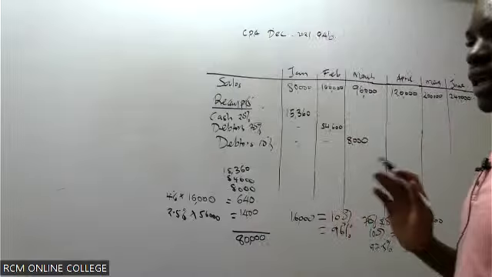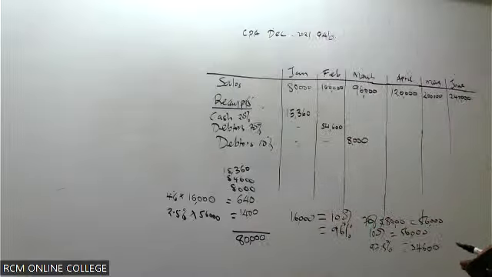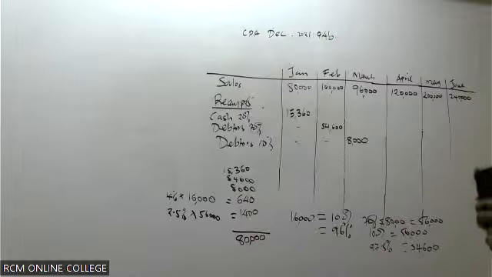Add everything. Are you getting 80,000? Are you getting 80,000? Are you getting 80,000? Are you really getting 80,000? Ama tunapata more than 80,000?